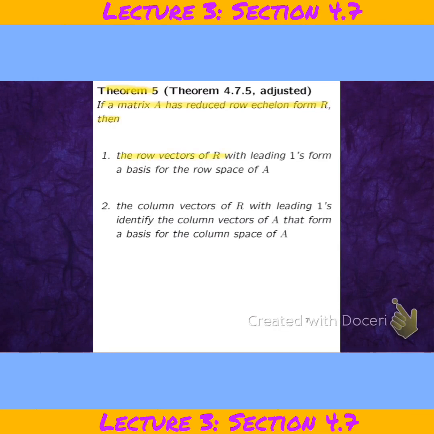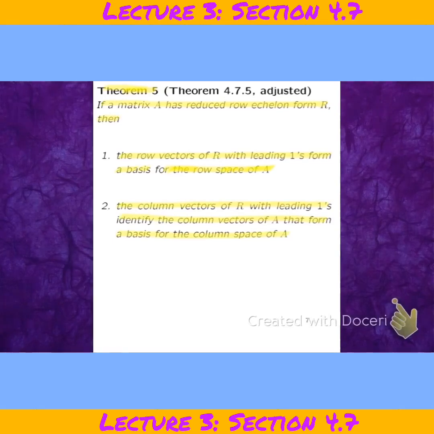Now, the row vectors of R with the leading ones form a basis for the row space of A. And the column vectors of R with the leading ones identify the column vectors of A that form a basis for the column space of A. So if we look at the columns of the matrix R that contain the leading ones, they will form a basis for the column space of R. And by the previous theorem, because R and A are row equivalent, the columns in A that correspond to the leading ones in R are going to form the basis for the column space of A.